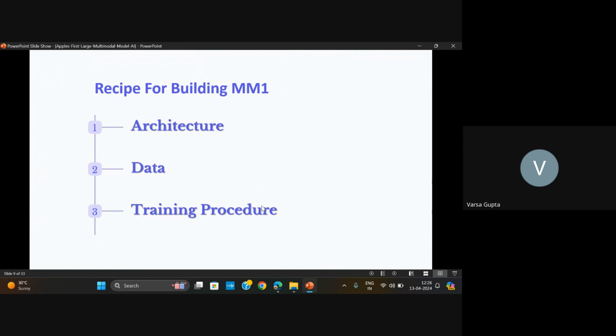Now we see the recipe for building MM1. Basically, what were the building blocks that helped to build MM1? There are three components: architecture, data, and training procedure. For architecture, we see which components of the architecture impact the most, and then what data sources were used and what training procedure was followed.